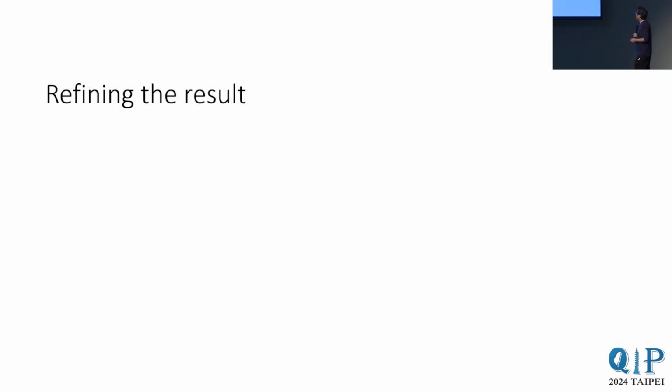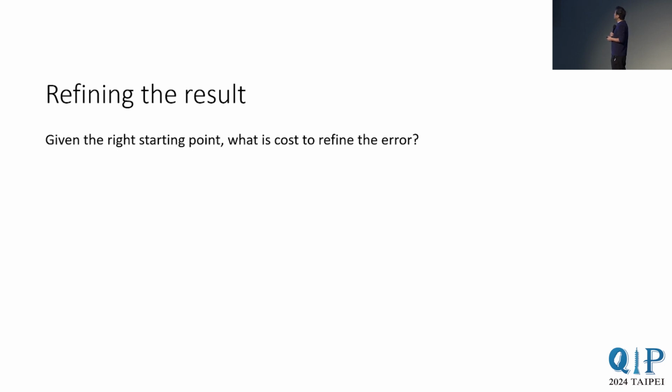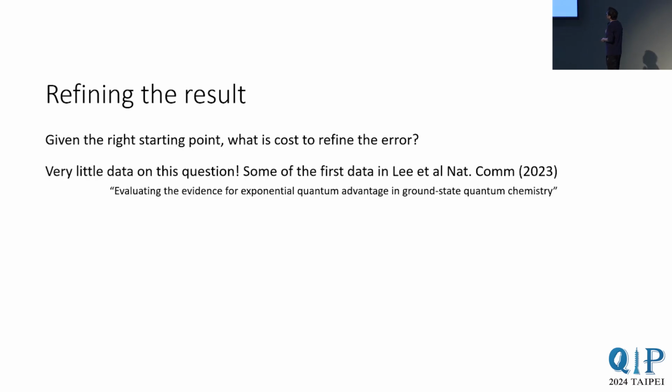Okay, and then we have the question of the complexity of refining the result once you have a good starting point, right? So given the right starting point, what is the cost to refine the error? And there's really very little data on this question. As I mentioned, people just don't study this in classical quantum chemistry, but some of the first data was, I think, the stuff that we published in this paper here.